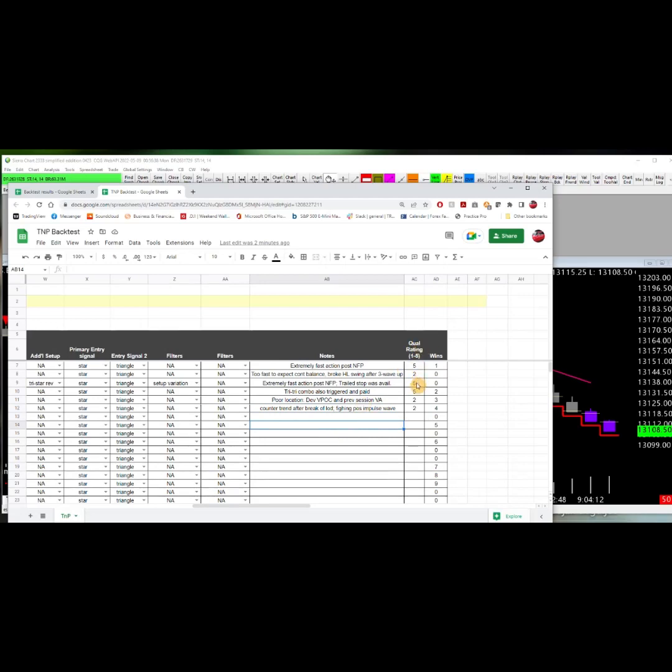Here I've got quality rating. So I use 1 through 5. This is just what I've always done for my trade journal. I just rate whether or not I would like to take the trade again, which is a 3, 4, or 5.